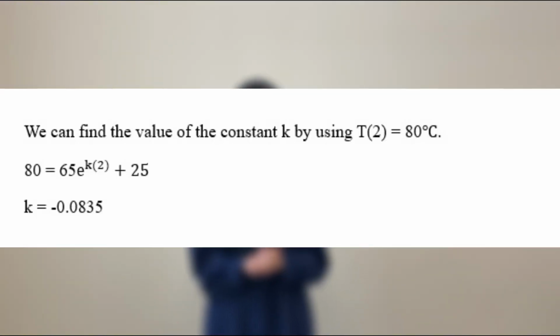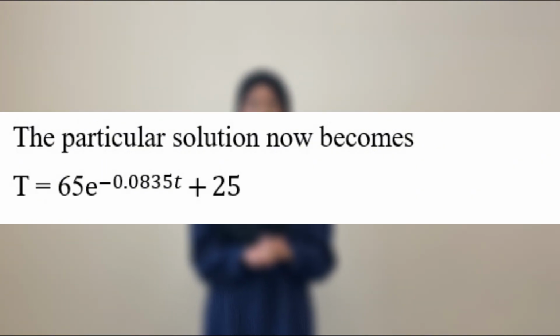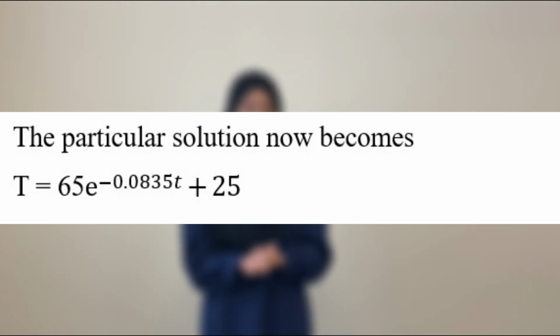Next, we find the value of K. We use another data point from the experiment, which is at time equals 2 minutes, where the temperature is 80 degrees Celsius. We substitute time equals 2 and temperature equals 80 into the equation. After solving step by step, we obtain the value of K, which is negative 0.0835. So now, we substitute this value of K into the equation to obtain the particular solution for pure water.